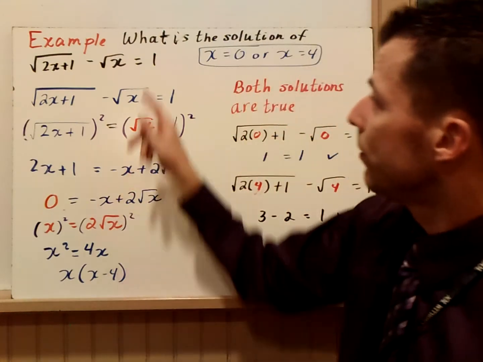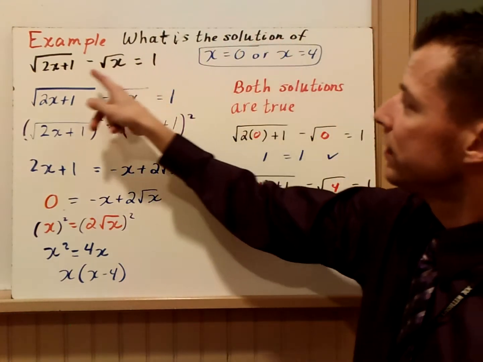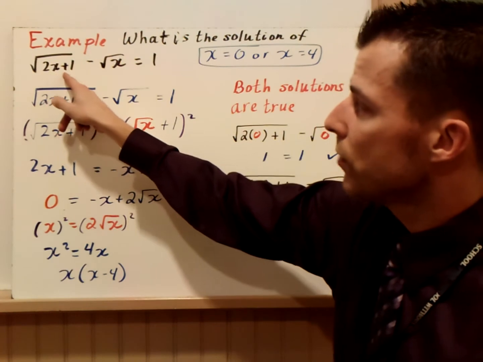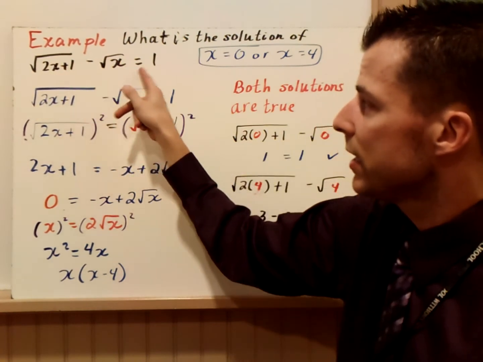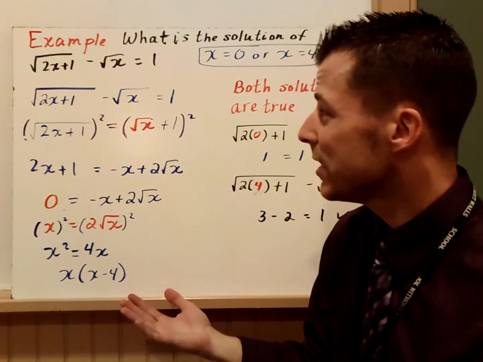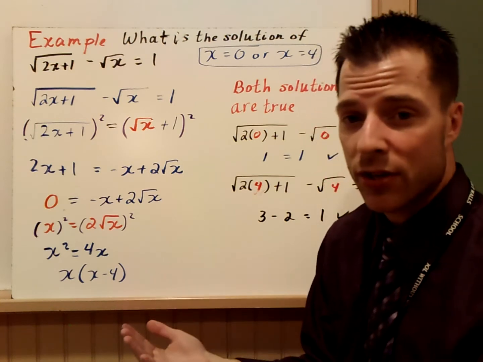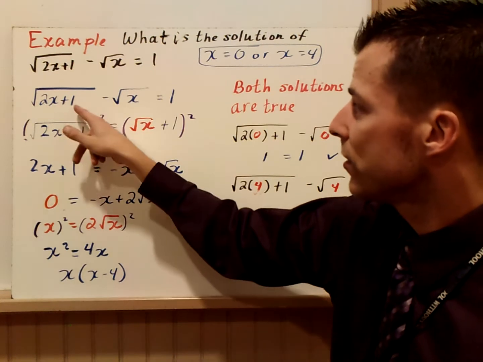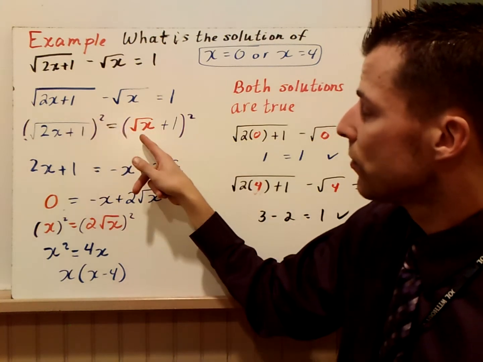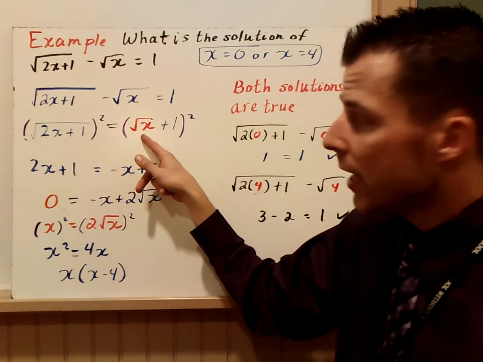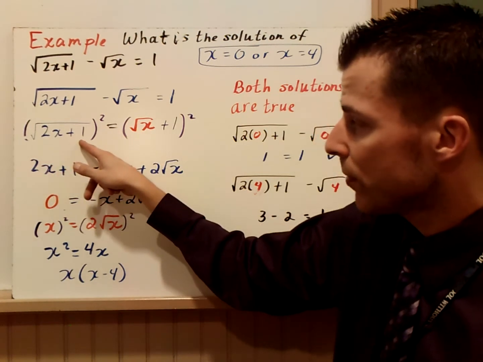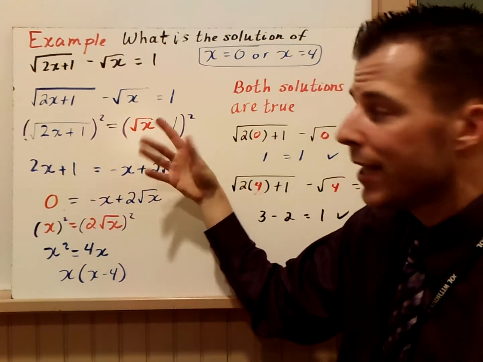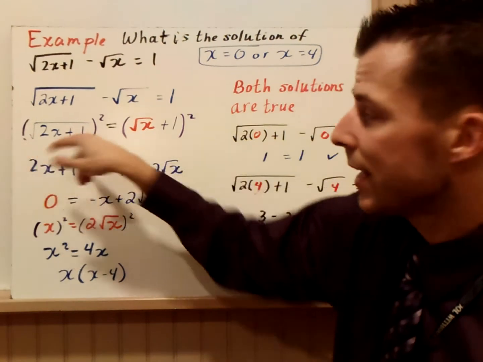Alright, in our next example, what is the solution of radical 2x plus 1 minus root x equals 1? Now there's no real easy way to do this. You're going to have to do some expansion here. What I've done first is add root x to both sides, so I was left with root 2x plus 1 equals root x plus 1. Then I raised each side to the second power.